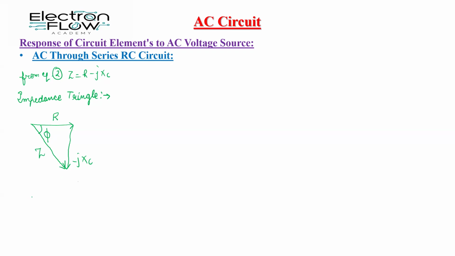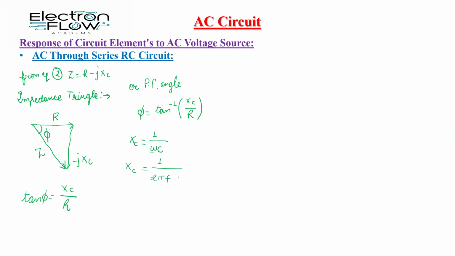So from this impedance triangle, I can find out that tan of phi is equal to XC divided by R. So the power factor angle is phi, which is equal to tan inverse of XC divided by R. Here we know that the value of XC is equal to 1 upon omega C, or we can rewrite this: we know the value of omega is 2 pi f, so XC is 1 divided by 2 pi f times C.